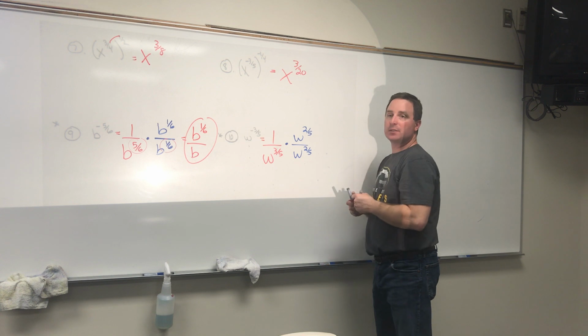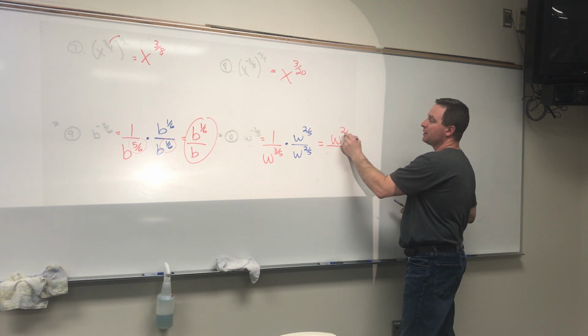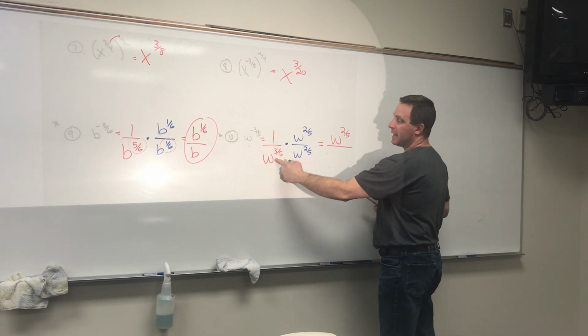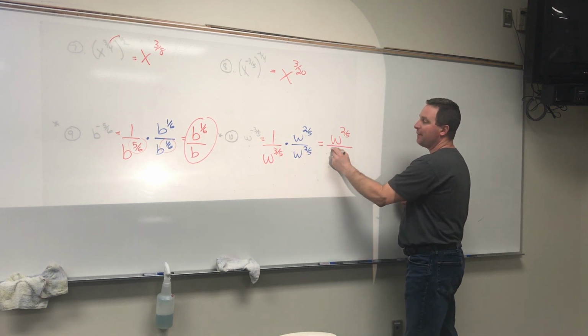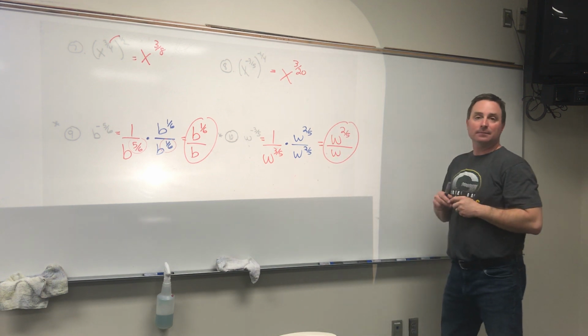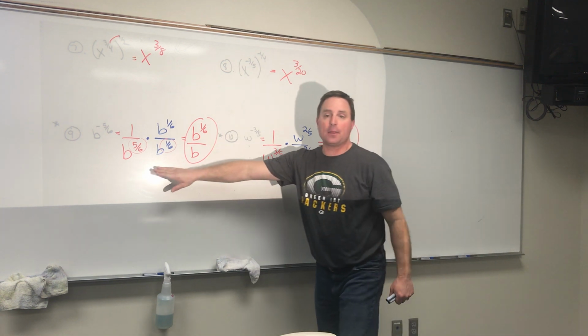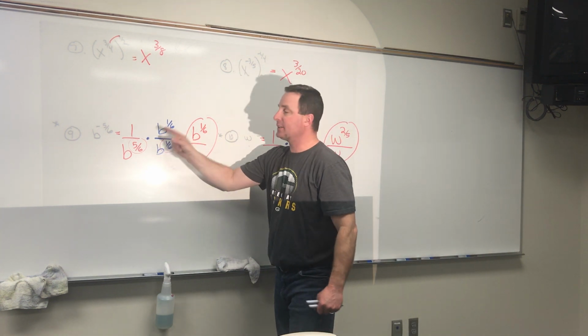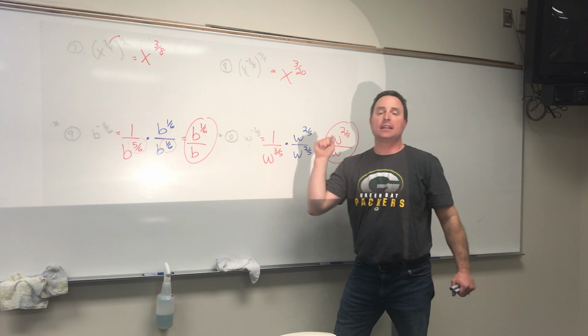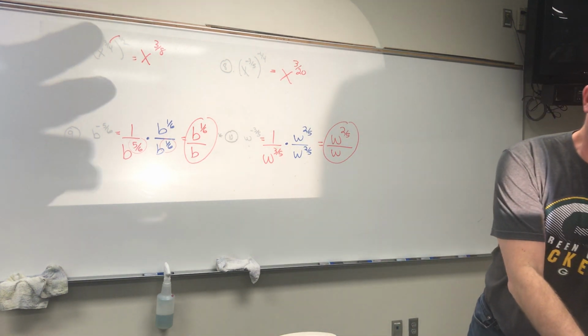W to the 2/5. Okay, and if I keep multiplying, my numerator is just w to the 2/5. The denominator, 3 plus 2 is 5/5, which is just 1, or a whole. And there we have it. So again, if you have a fractional exponent on the bottom, the way you get rid of it is you multiply the top and the bottom by however many more you need to make it become a whole.